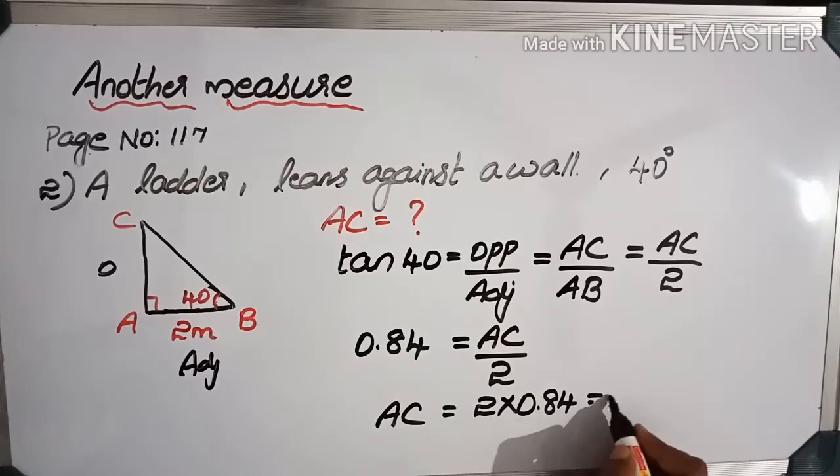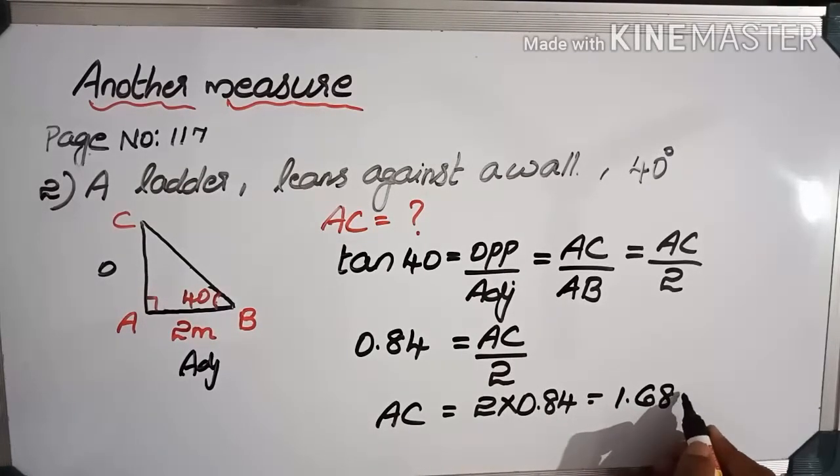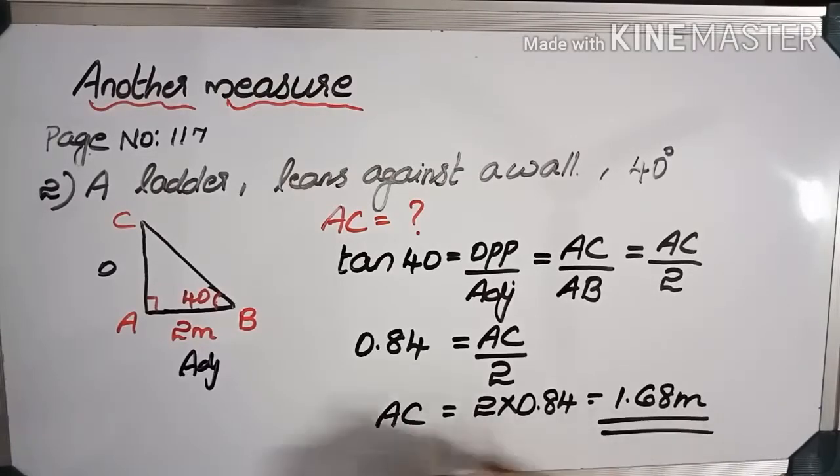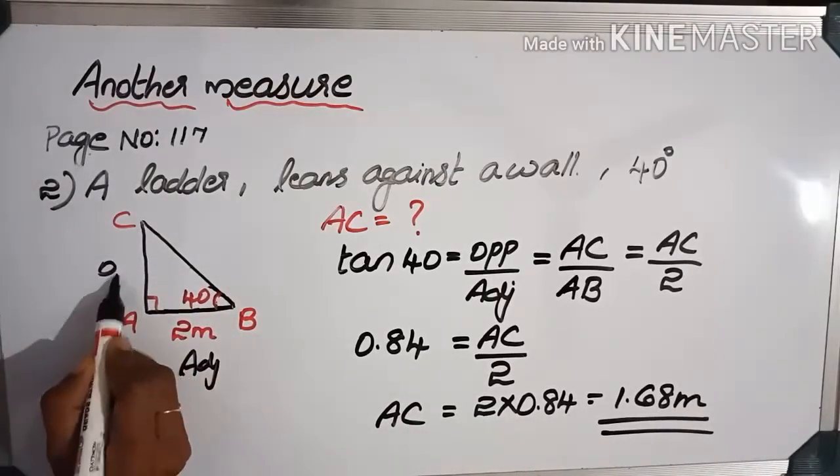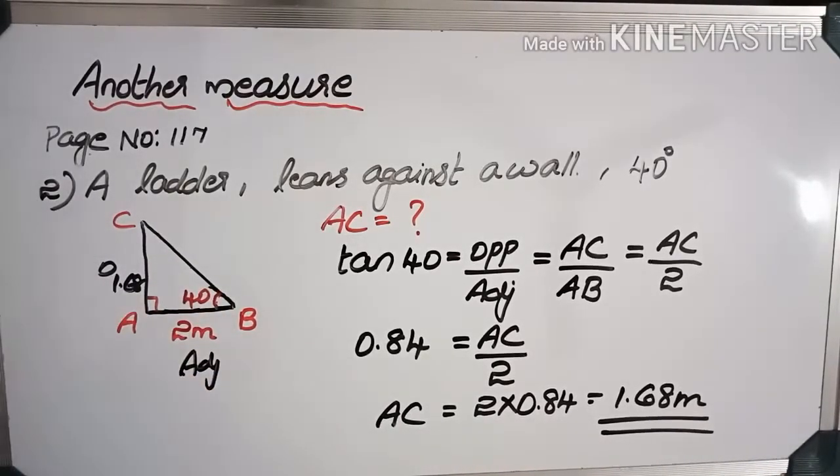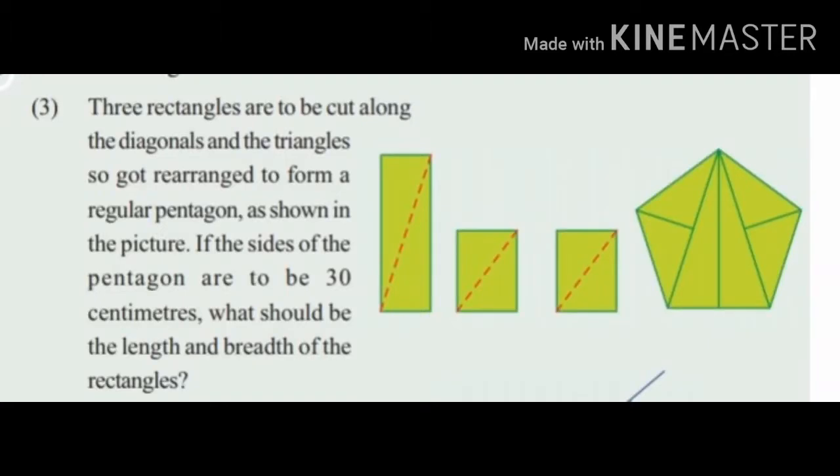So 2 into 0.84 equals 1.68 meters. That means this distance is 1.68. The ladder top end is 1.68 meters high from the ground. So this is the answer for the second question. Next is question number 3.